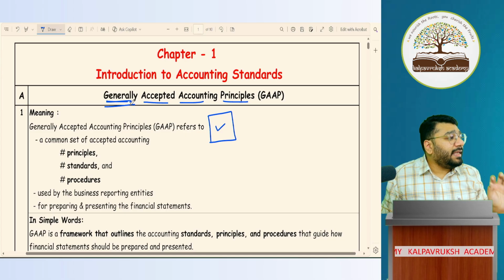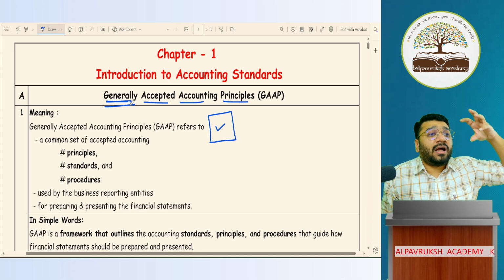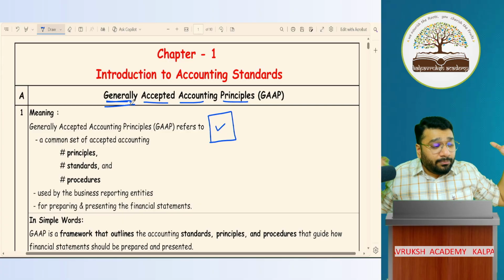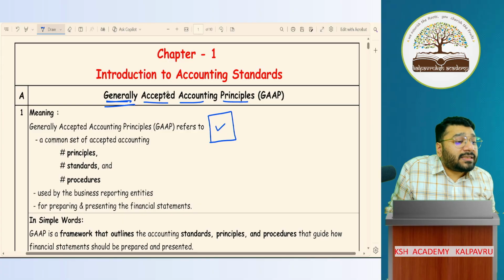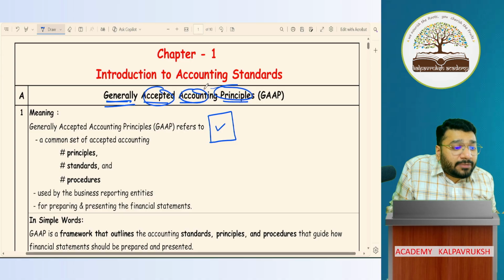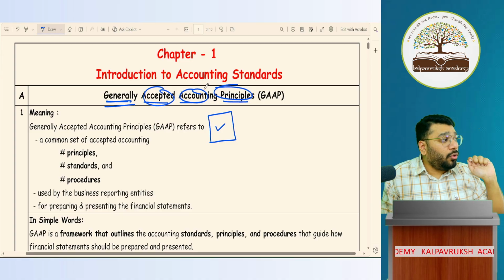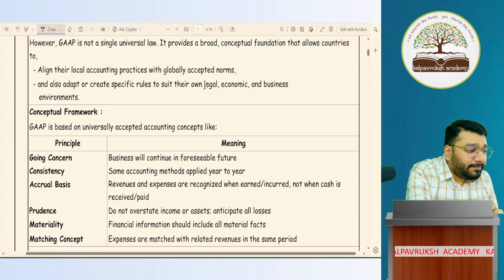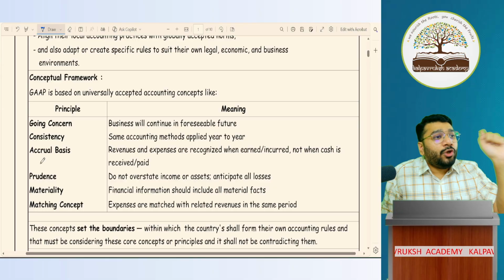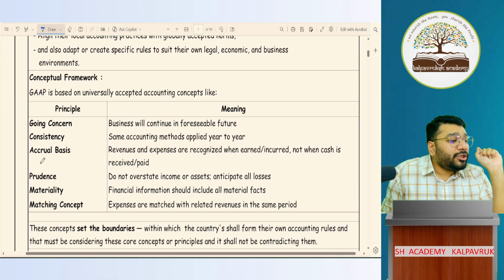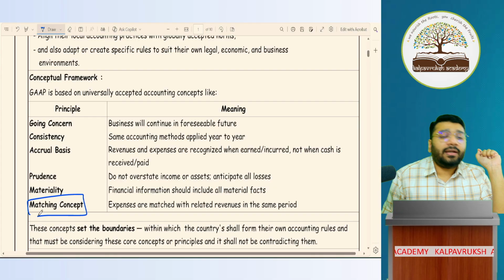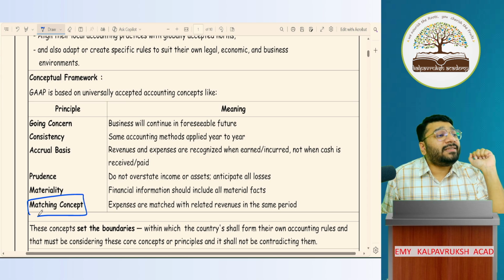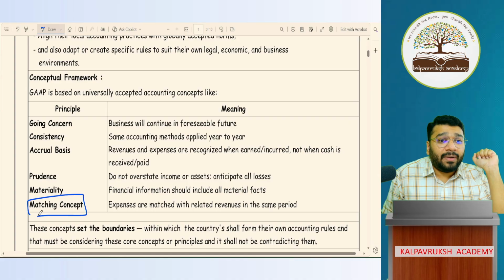So GAAP is basically framed by various accounting experts across the world. They came together and said that there are certain accepted accounting principles which every country has to follow while framing their own accounting standards. For example, when you are preparing your accounting standards, you have to ensure that the matching concept is not deviated. That's why in accounting standard 10, which talks about property, plant, equipment, what do we do?